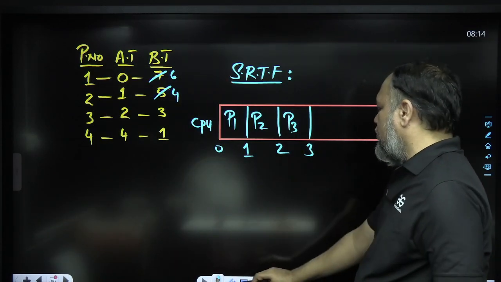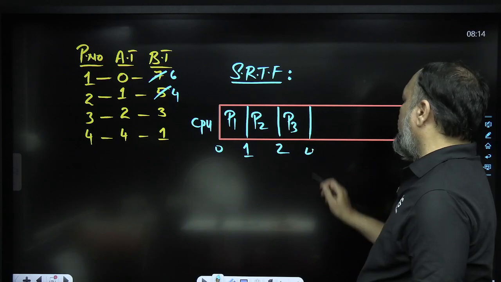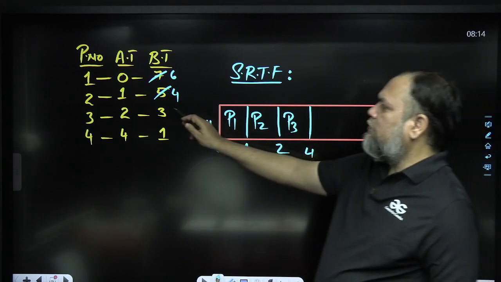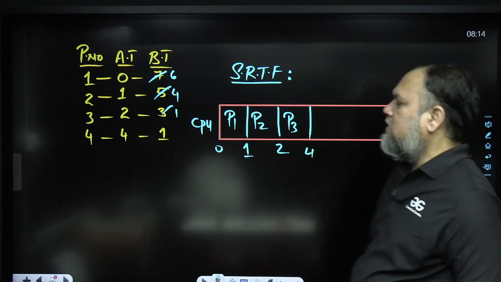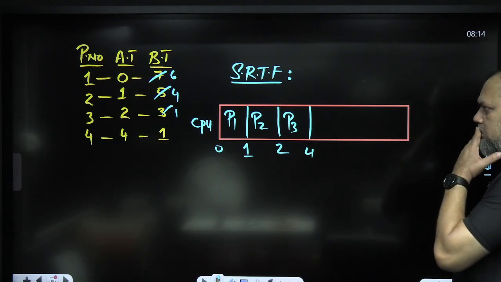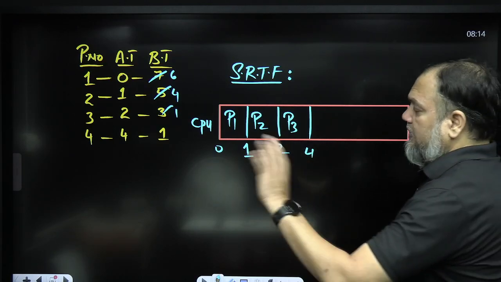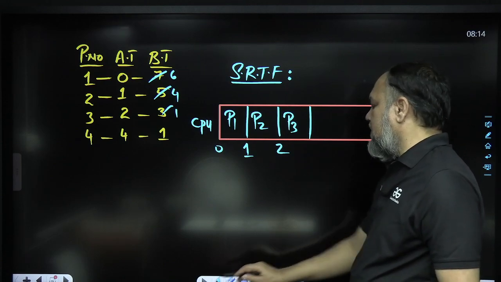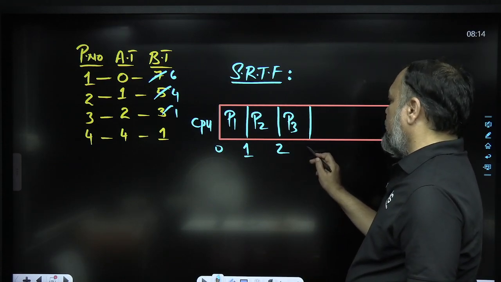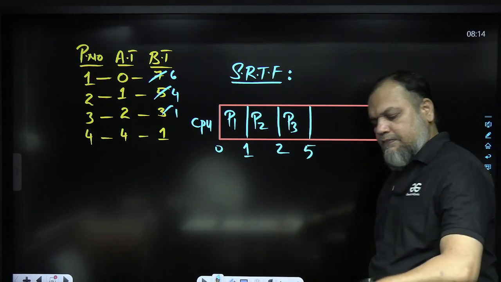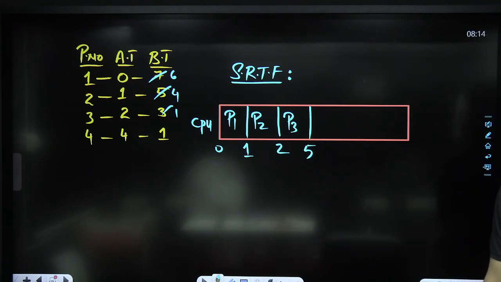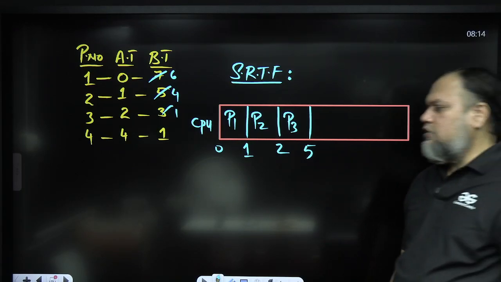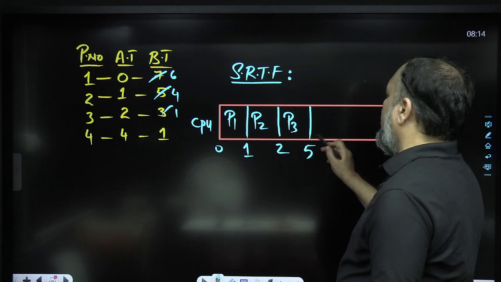At time 3 there is no new process, so it is going to run till the new process at 4. Now its balance is 1, and the new process is also 1. When burst times are the same, we are not going to preempt; we are going to run and complete the process. When burst times are equal, there is no preemption. Preemption will happen only with a strictly shorter process. So it will continue and complete.